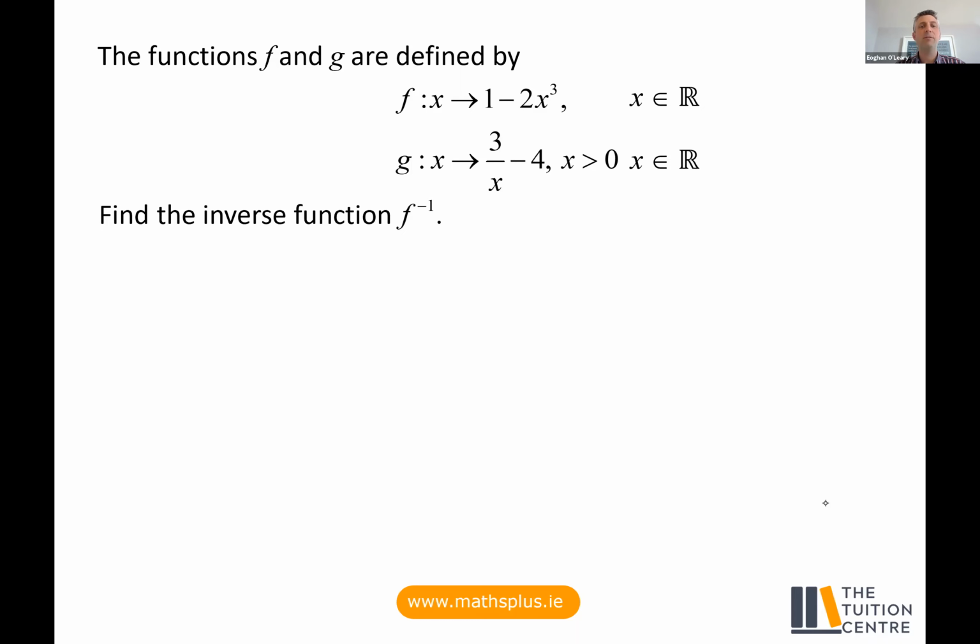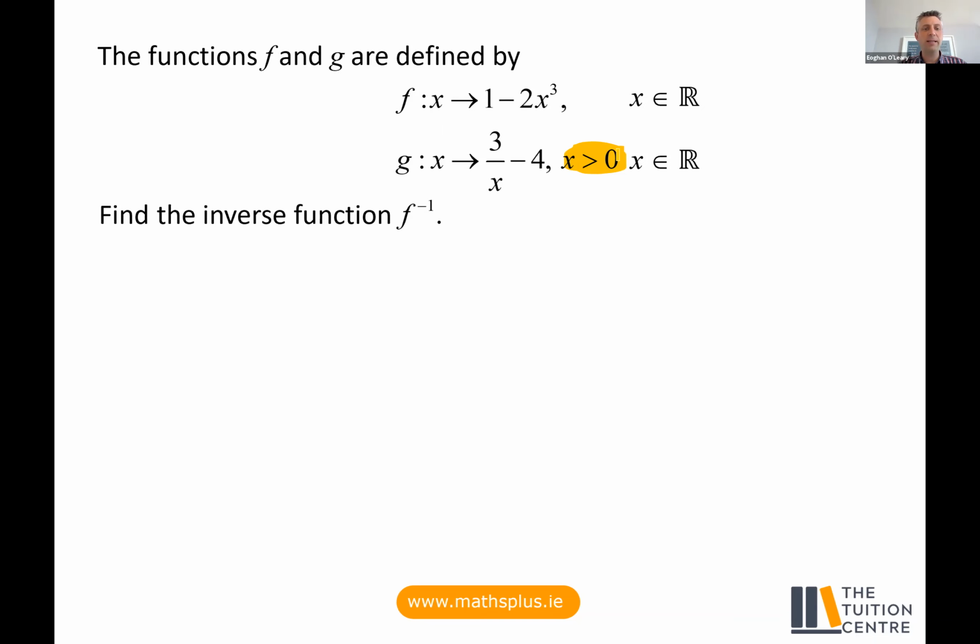It says the functions f and g are defined as follows. f is a function such that x is mapped onto 1 minus 2x cubed, x an element of the real numbers, and g is a function such that x is mapped onto 3 over x minus 4, x is greater than 0. That's a bit of information you'd be highlighting just to make sure it might come into play. And x is an element of the real numbers.